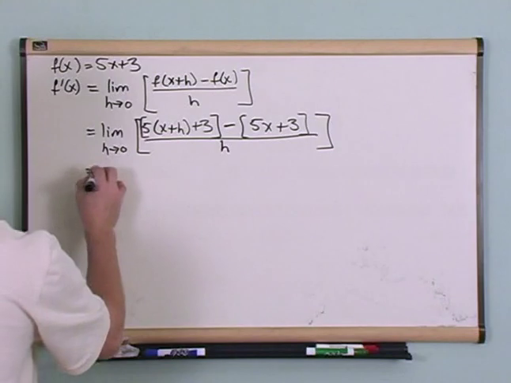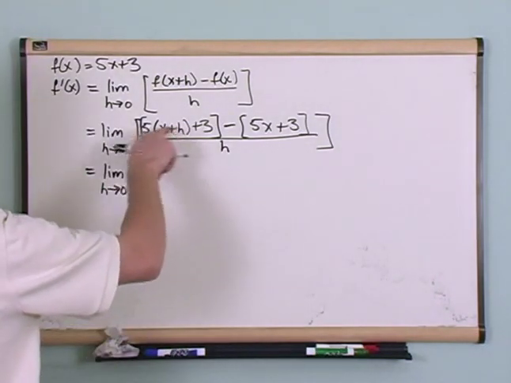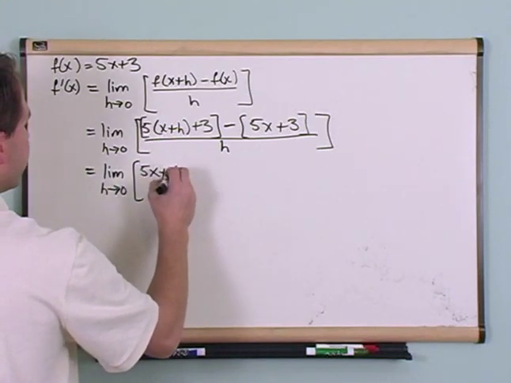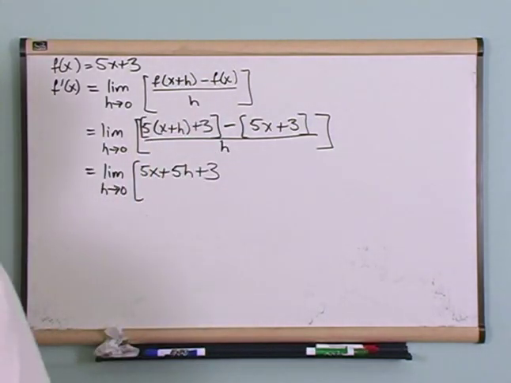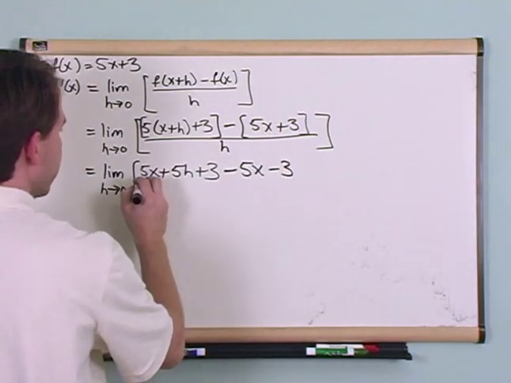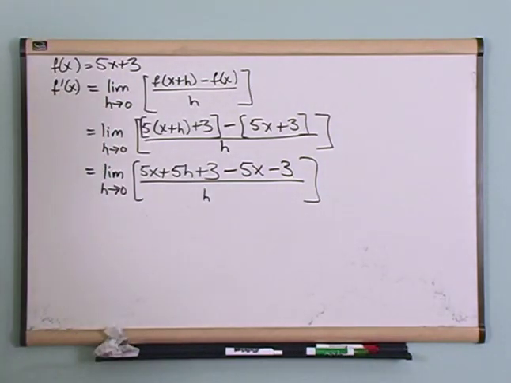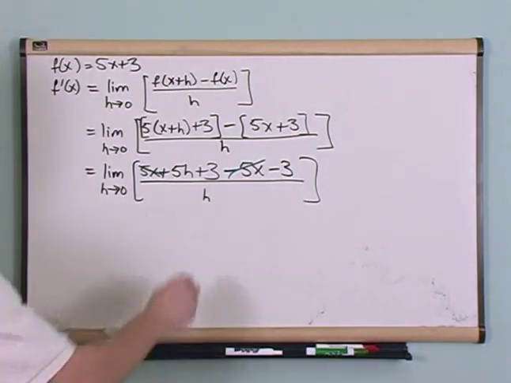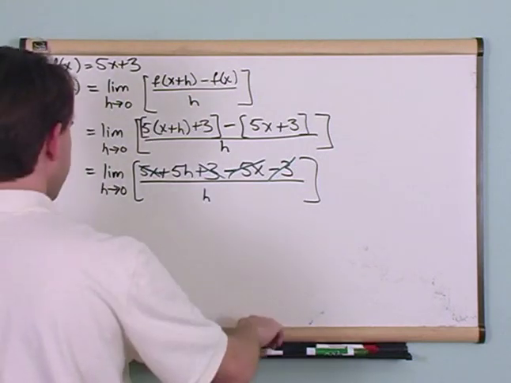So let's simplify this. And I think you'll see that some stuff will cancel, hopefully, and we'll be okay. Let's expand this. This is 5x plus 5h plus 3. Distribute the 5 in. That's all we did here. Minus 5x minus 3. Just distribute the negative 1 in, and again it's all over h. Okay? So you can see right away the 5x cancels with the negative 5x. The 3 cancels with the negative 3. So that fortunately worked out.